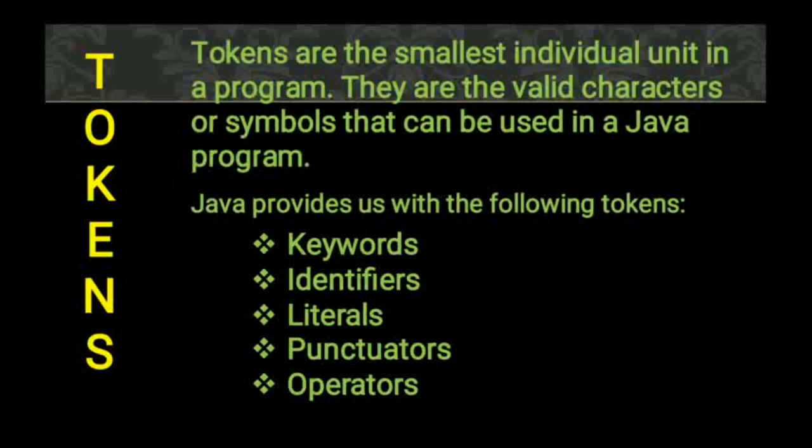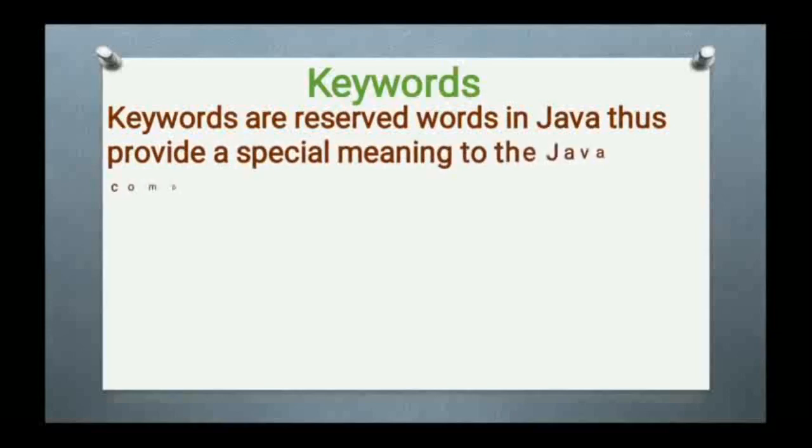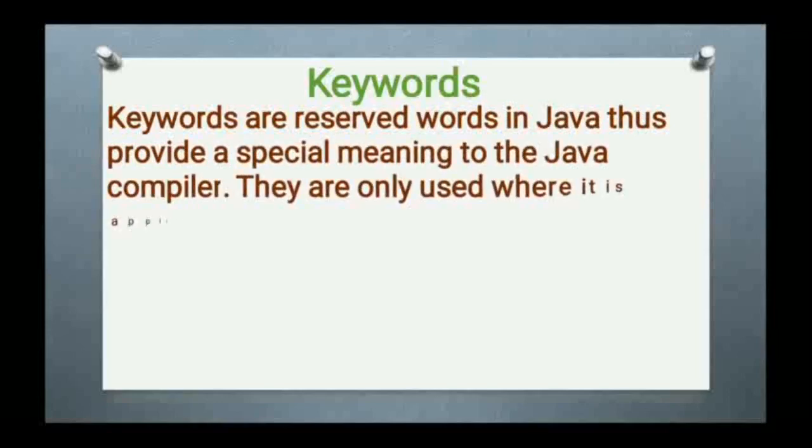The first token is keyword. Now, keywords are reserved words. Keywords are reserved words in Java and thus provide a special meaning to the Java compiler. They are only used where applicable. So the keywords are the reserved words, such as if, for, goto, continue, new, default, double, else, byte, etc. So these are called the keywords. Okay, keywords are the reserved words.